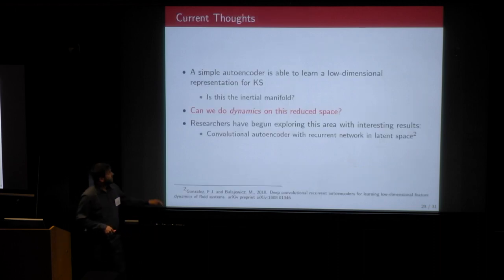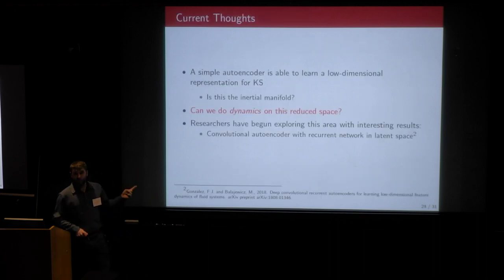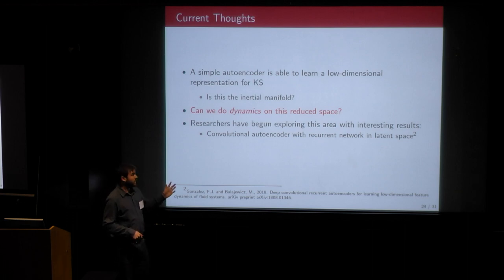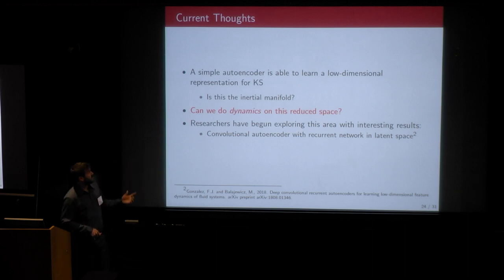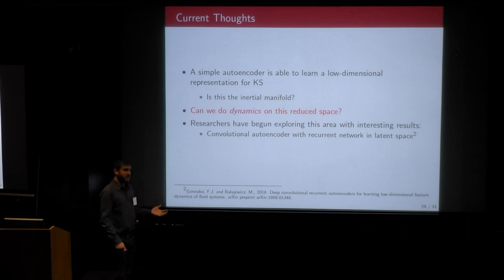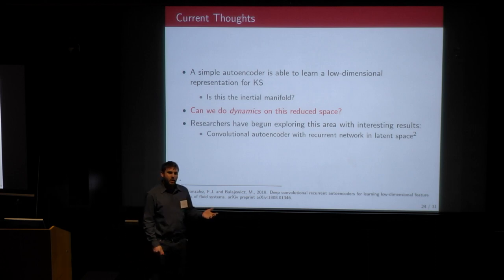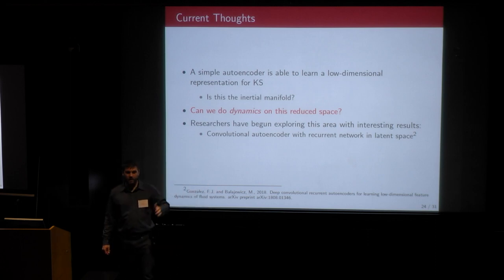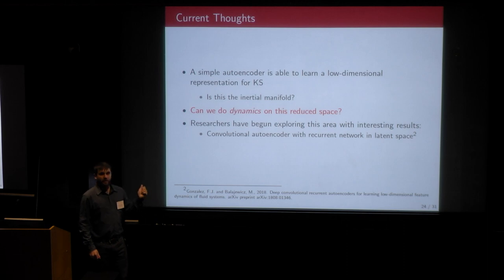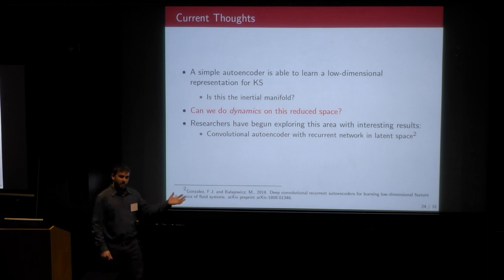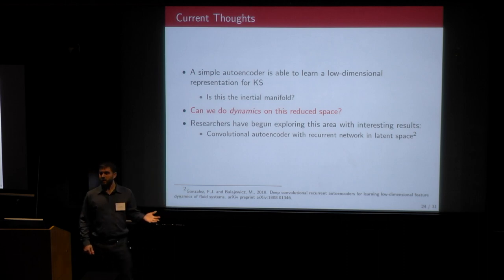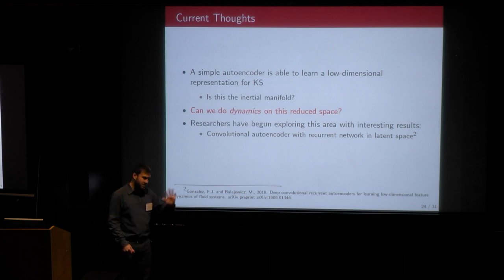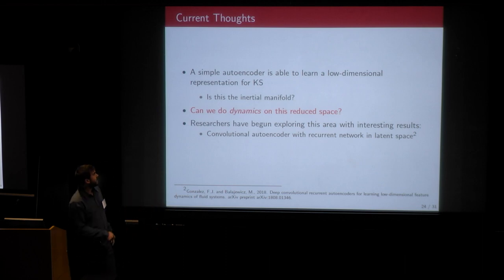But the simple autoencoder, and it is a very simple, fully connected autoencoder, is able to learn a reduced low-dimensional representation for the Kuramoto-Sivashinsky equation. I have a feeling, and I didn't tell you, there's a little trick in here, I can talk to you about it later. I have a feeling that this is the inertial manifold, that we learned a mapping to the inertial manifold, but I haven't proven that rigorously yet. So there is some kind of lingering question there.